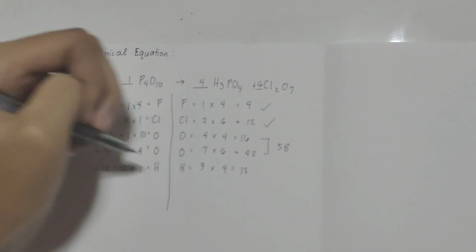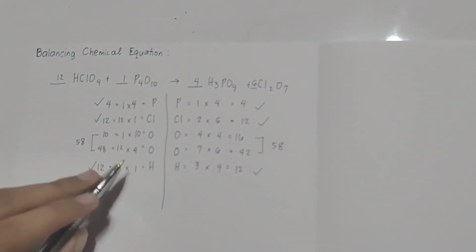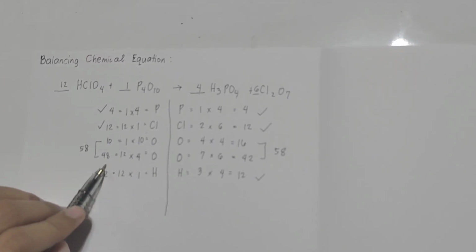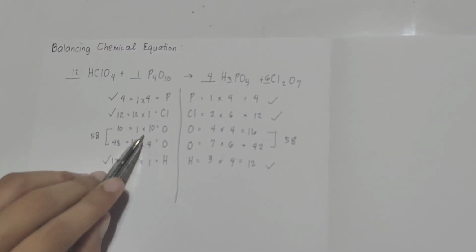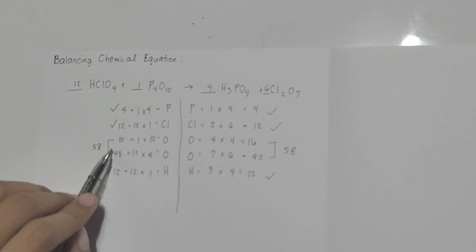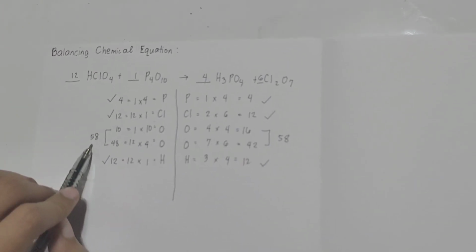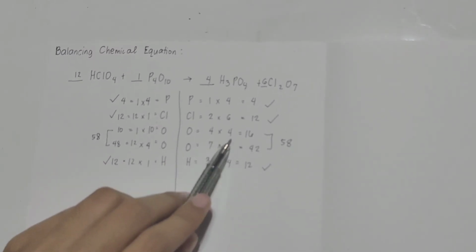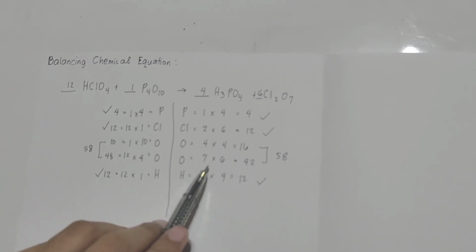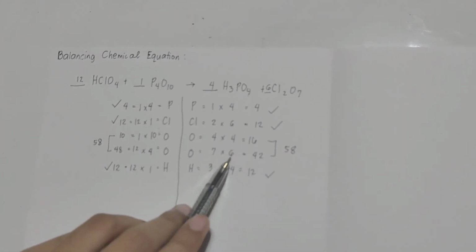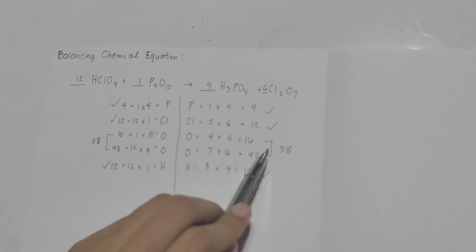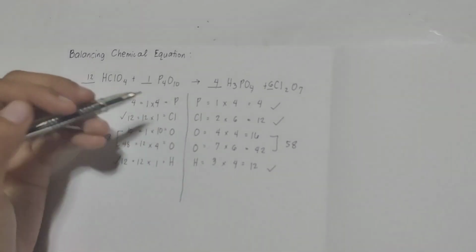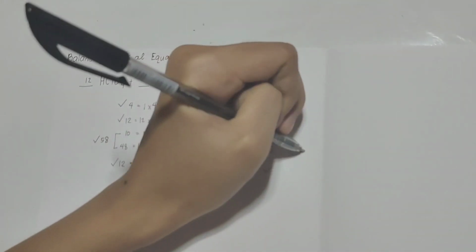So check. For oxygen, we have 4 times 12 is equal to 48 plus 1 times 10 is equal to 10. So 48 plus 10, we have 58. How about on the product side? We have 4 times 4 is equal to 16 plus 7 times 6 is equal to 42. So 42 plus 16, we have a total of 58. Our chemical equation is already balanced.